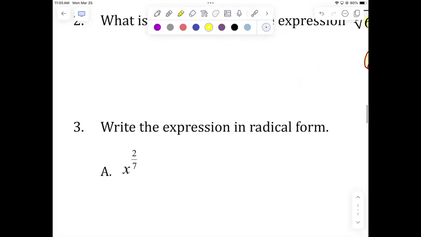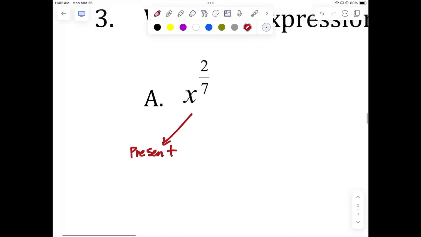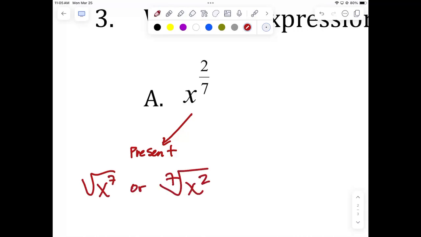Write the expression in radical form. Okay. We got this. x to the 2/7 can be written as what? Let's do the presentation style first. What would be the presentation style? Is it the square root of x to the 7th, or is it the 7th root of x squared? Okay, I'm going to do both and draw an x through there.